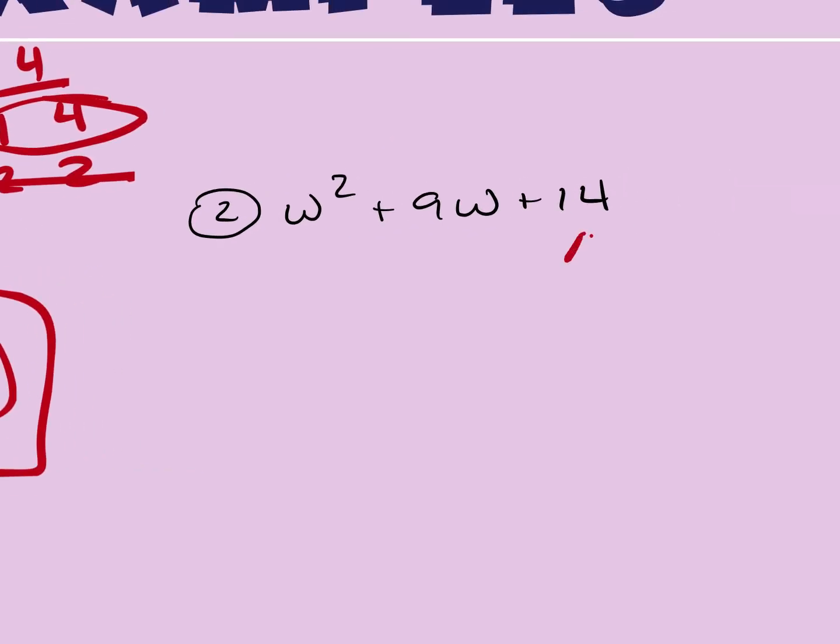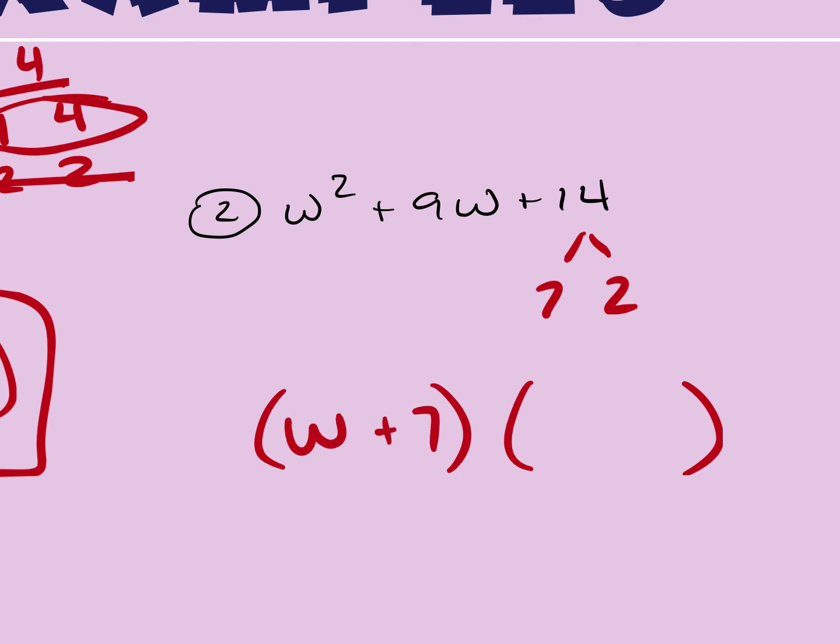So I need 2 factors of 14 that add to 9. Perfect, 7 and 2. Well, what's 7? Oh yeah, 7 plus 2 is 9. Yes. So what goes in our parentheses? What's our variable here? Oh, W. So w plus 7 and w plus 2.